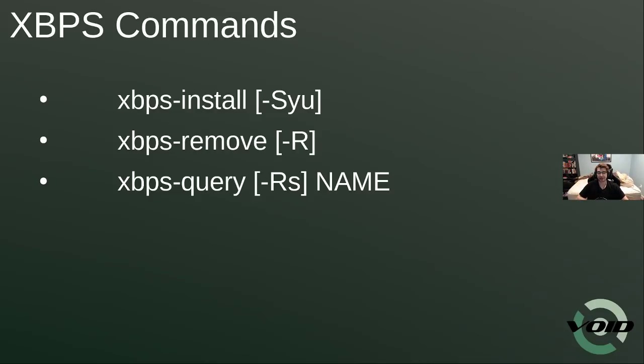And xbps-query -Rs for whatever package you're looking for will show the remotes and your local installed stuff, so it's pretty convenient.